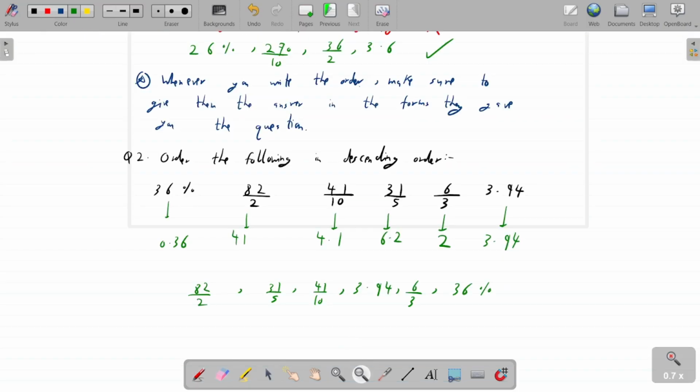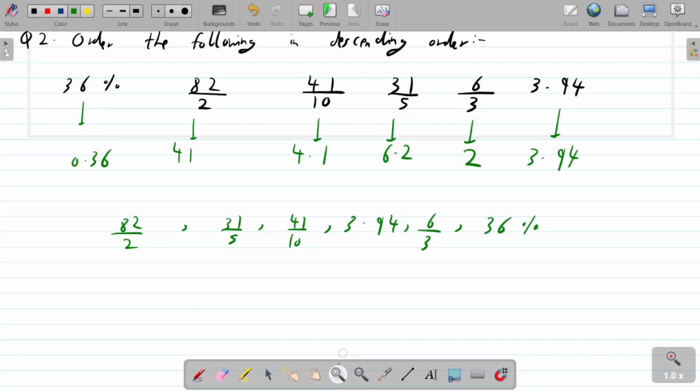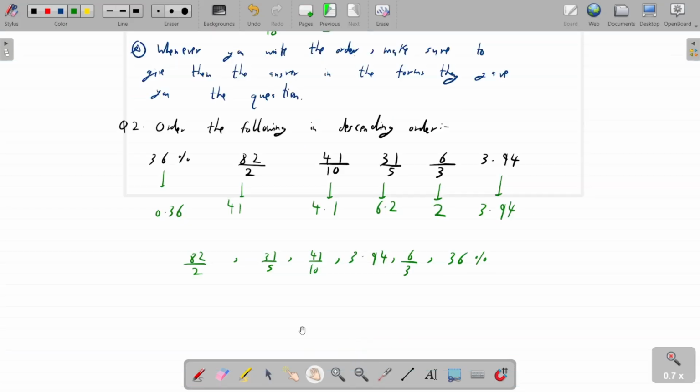36%, okay, yeah. Now, normally these questions are going to come for around 2 marks. So even if someone were to mix up the last two and say 36% comes first and 6 by 3 comes last, even if they got all the others correct, they're only going to be awarded just 1 mark because that's how that works, unfortunately. So you have to be really careful in questions.